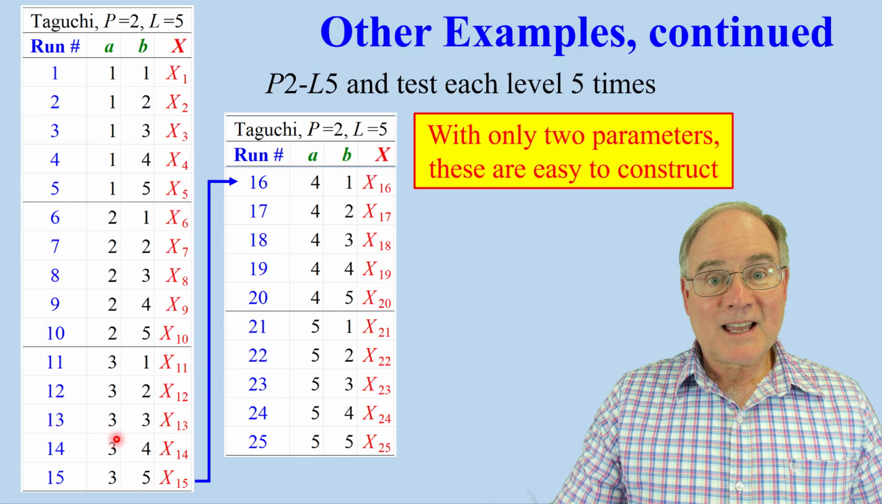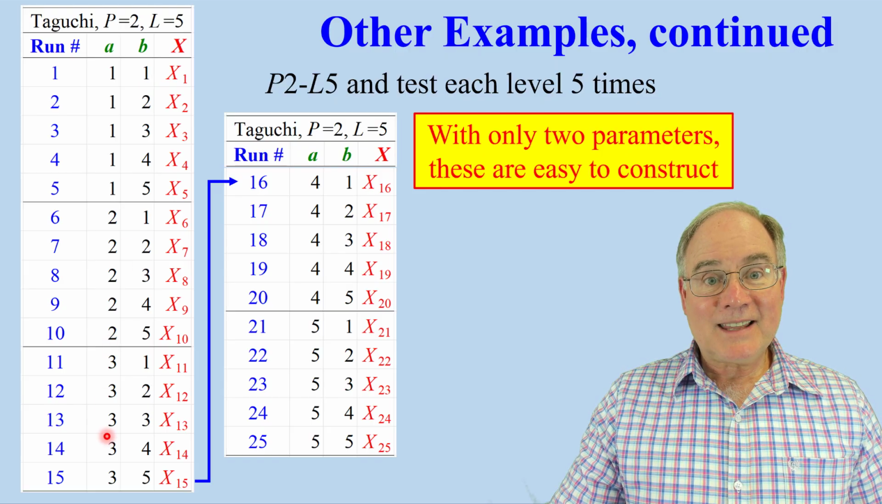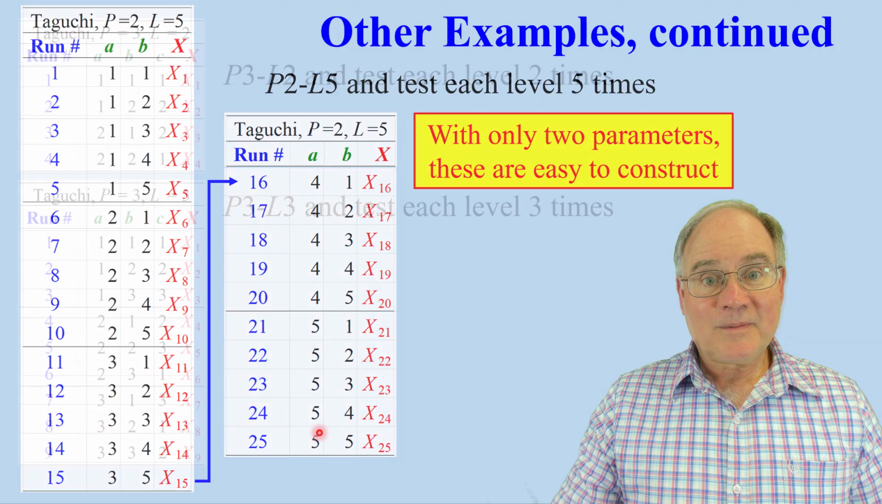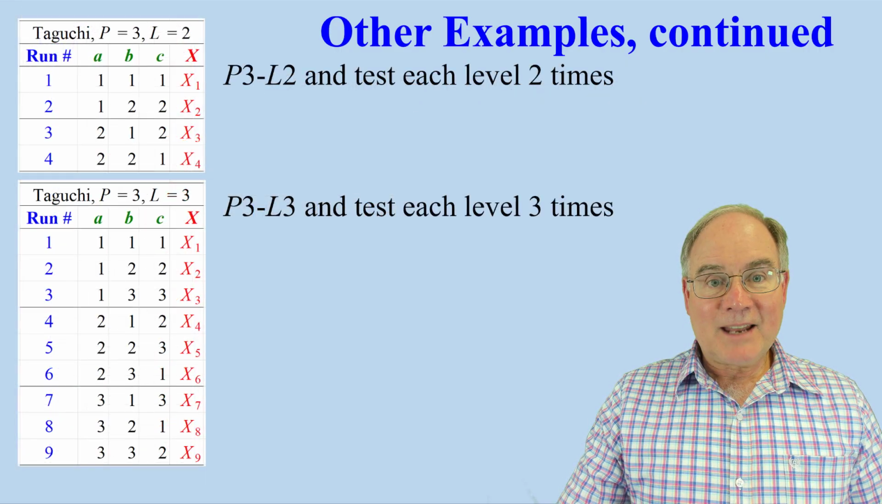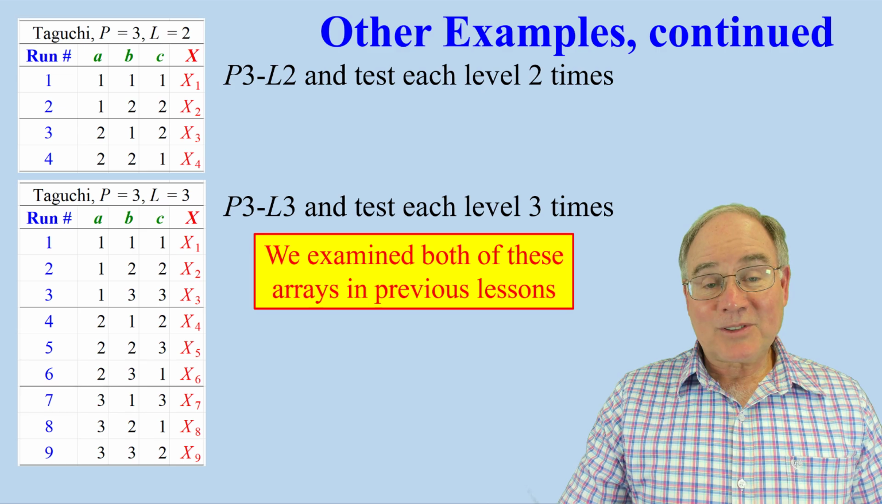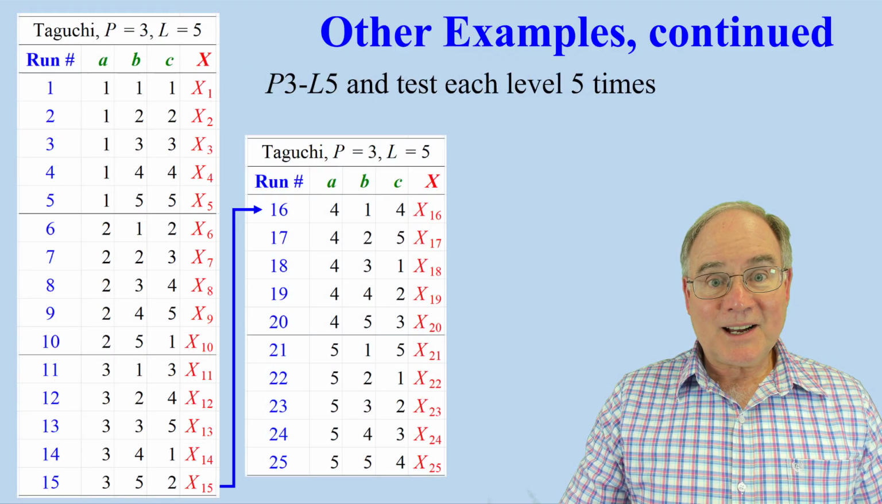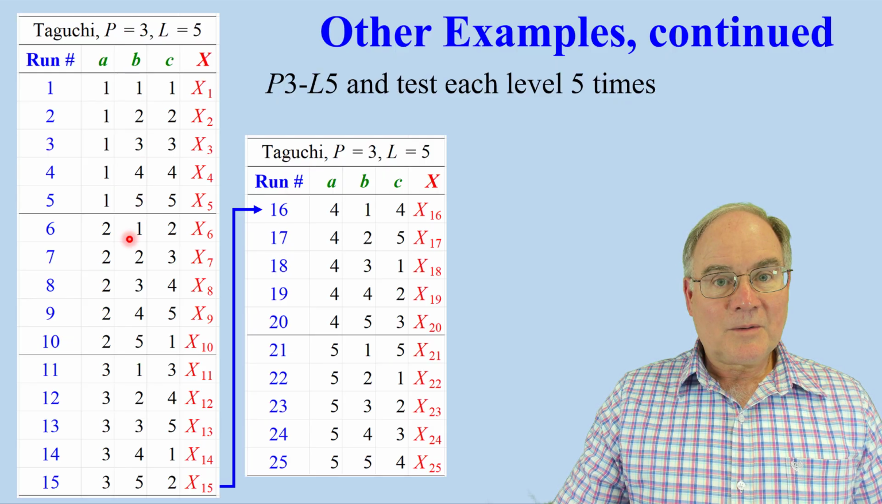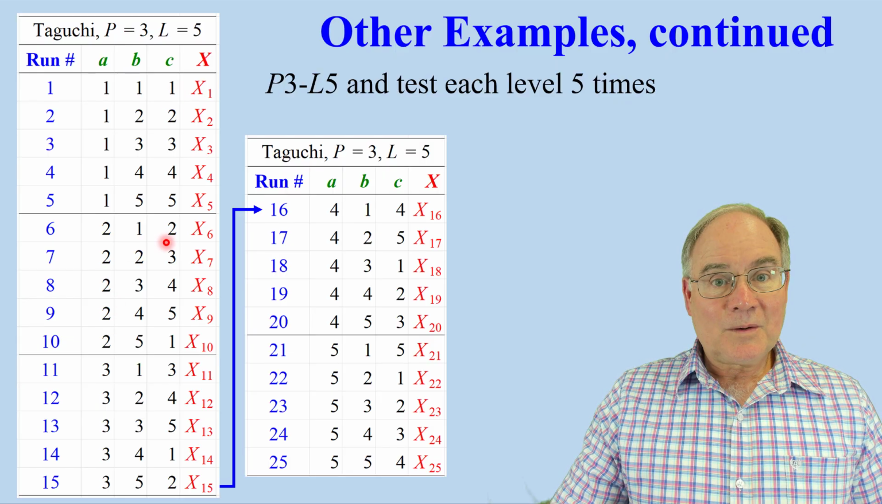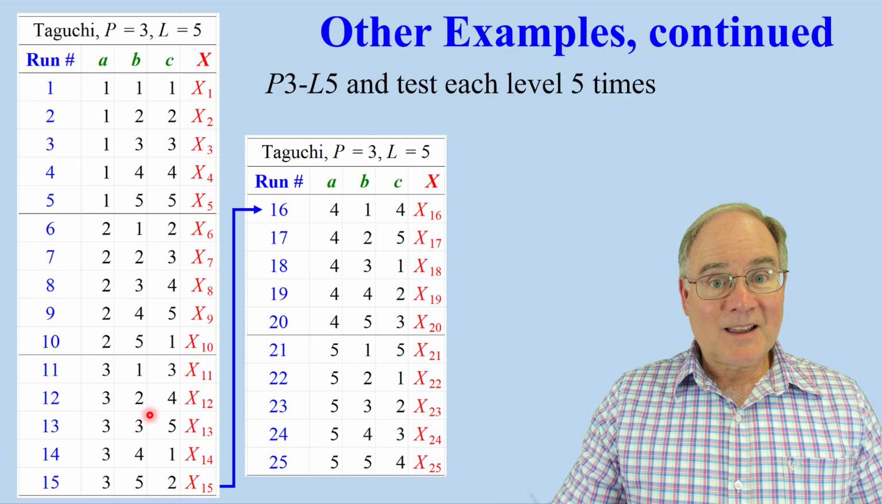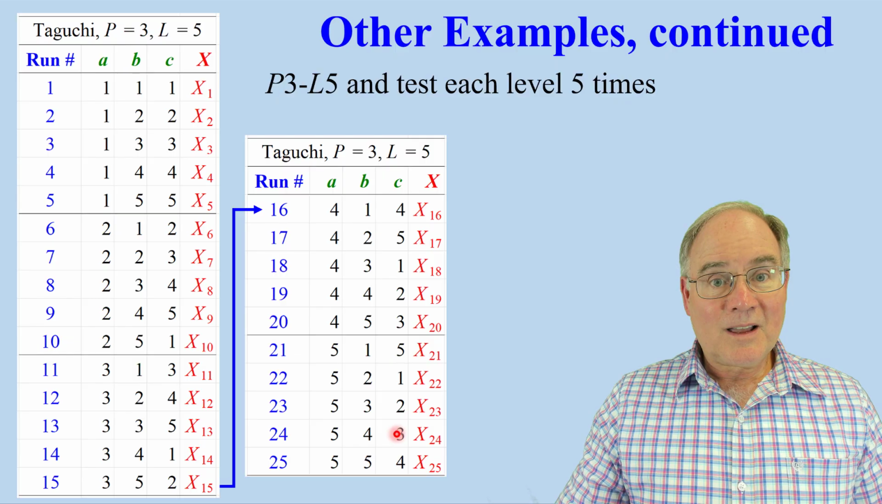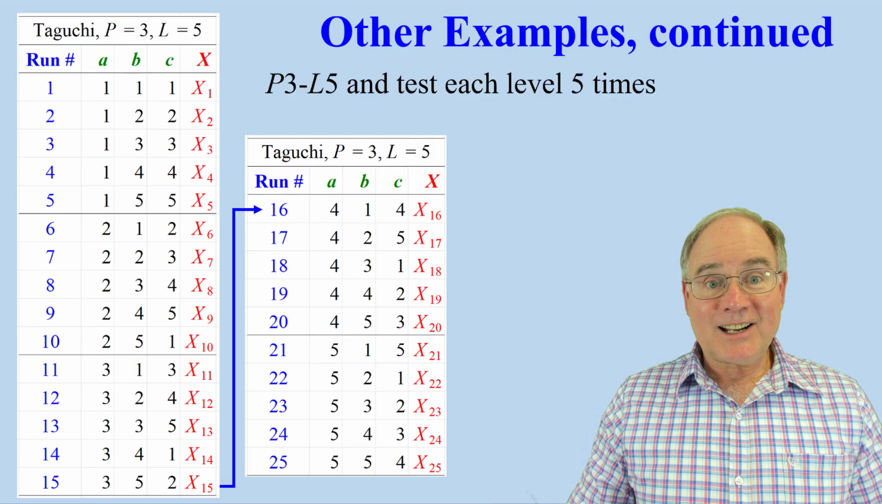for the first column, and then 1, 2, 3, 4, 5, and repeat that over and over for the second column. Here's P3L2 and P3L3. We examined both of these in previous lessons. Here's P3L4, testing each level 4 times, and P3L5, testing each level 5 times. You can start to see a pattern here, where the first 2 columns are the same as previously, but since we added a 3rd parameter, we have to start shuffling these things around, and you can see the pattern there as well. We have to do this carefully so as not to violate our rules.